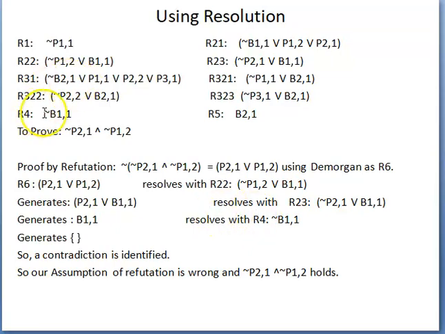Now we resolve this with R4 which says negation of B11. When we resolve these two, it will generate an empty set. There is no clause left. So this is a contradiction that is identified. So our assumption of refutation is wrong and there is no pit in 2,1 and in 1,2. This will hold true. So this is how we perform the resolution in propositional logic.